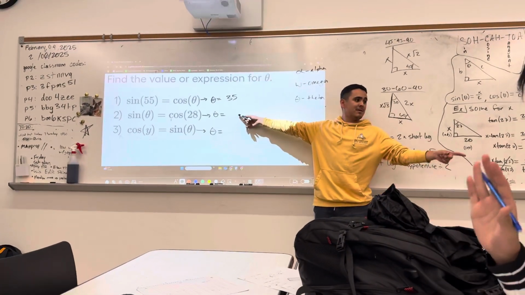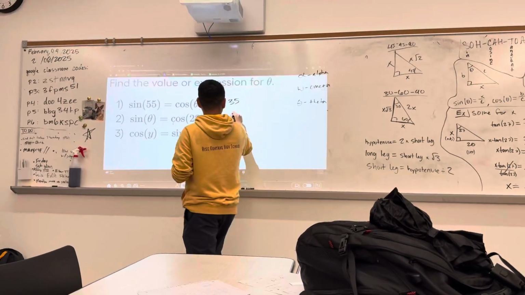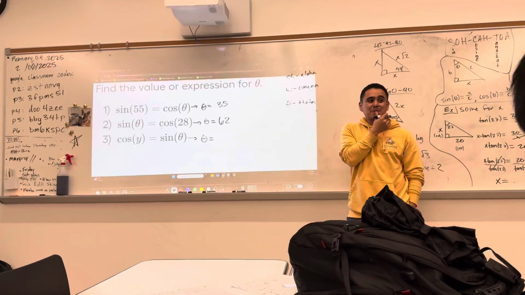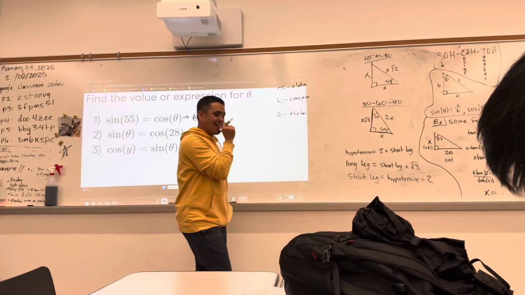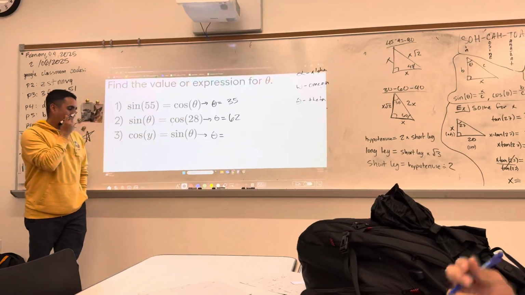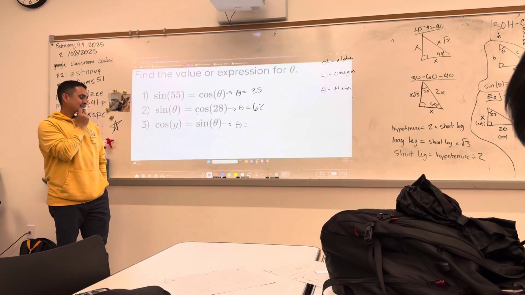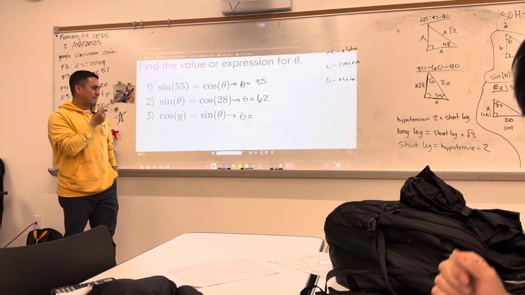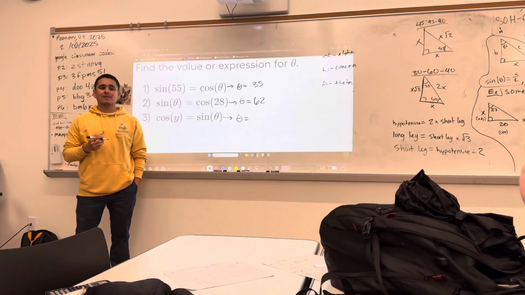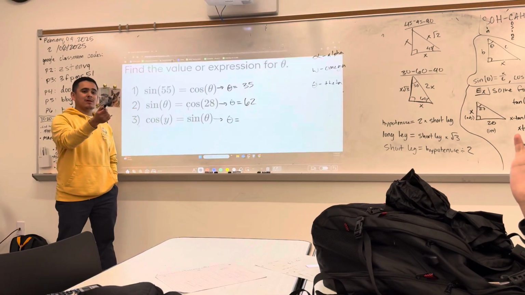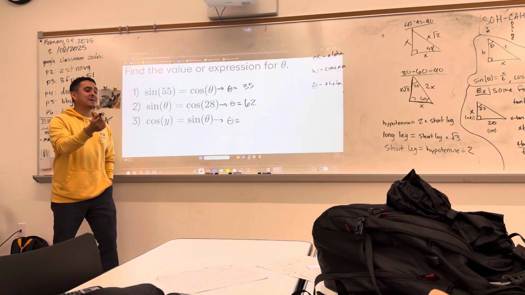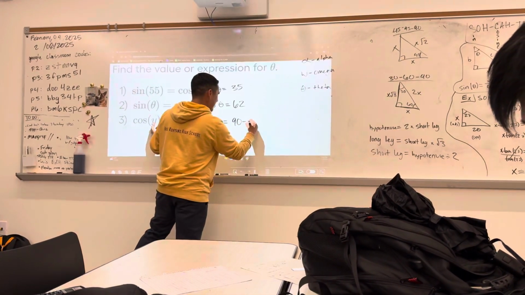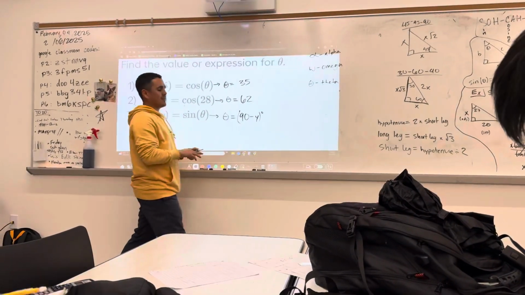Who has the answer for the second one? 62. 62 is correct. And who knows what the last one would be? Sine theta equals cosine of 90 degrees minus theta. 90 minus y is whatever this is. You're close. So it would be 90 minus y. That would be the answer there.